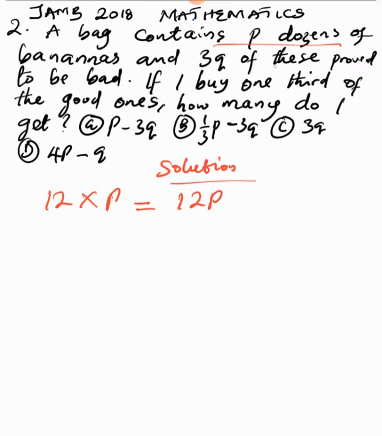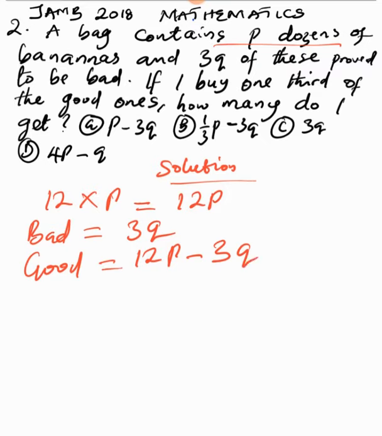And 3Q, that is bad bananas, will be equal to 3Q of this proved to be bad. If I buy 1/3 of the good ones, so the good bananas will be equal to the total, 12P, minus 3Q that are bad. Now it is 1/3 of the good ones I'm going to buy, so we have 1/3 of 12P minus 3Q.